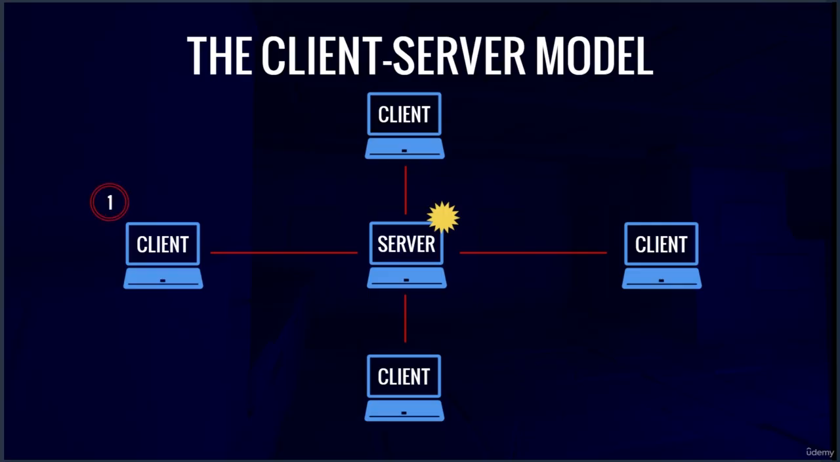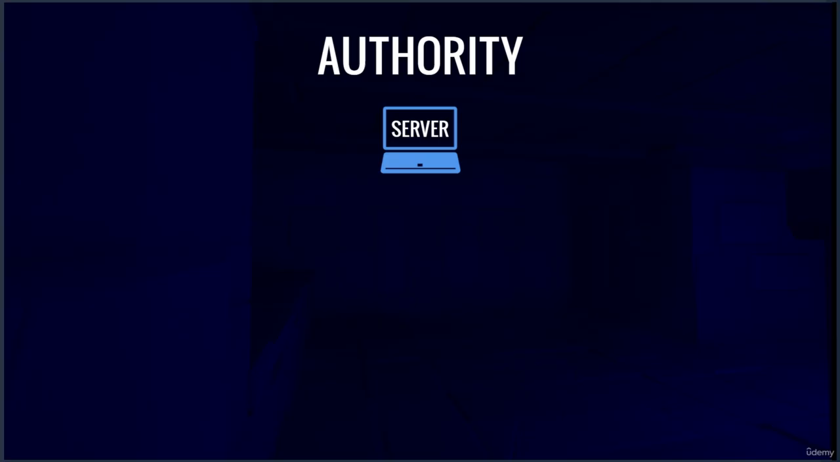So when player 1 moves their character, they send that movement information to the server, which then sends it out to each other client, so player 1's character can then update on those screens. The server is often authoritative, although this is by no means the only way to do it.